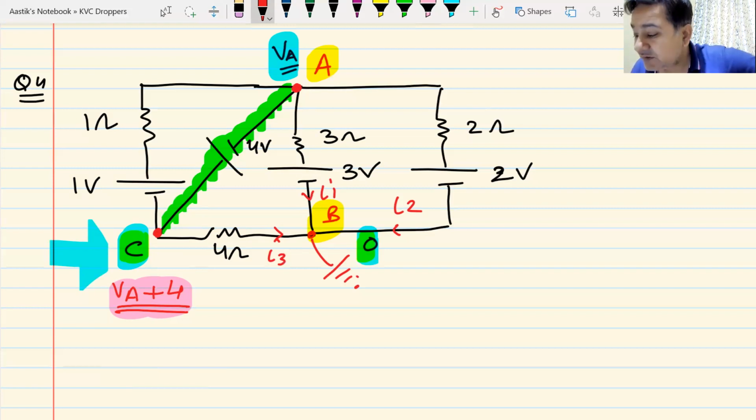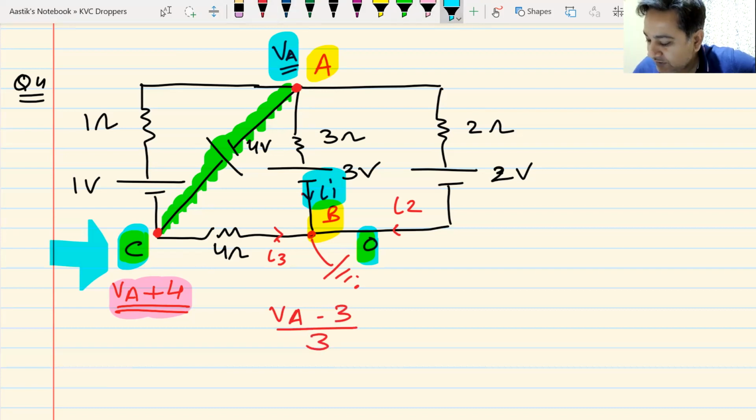What is the value of I1? VA minus 3 by 3. Well done. So I1 is (VA minus 3) by 3. That is my blue.